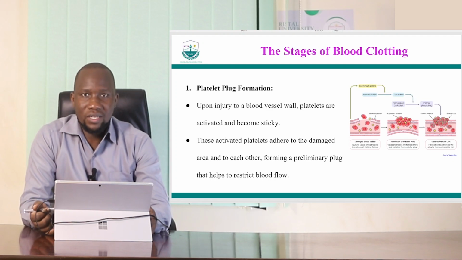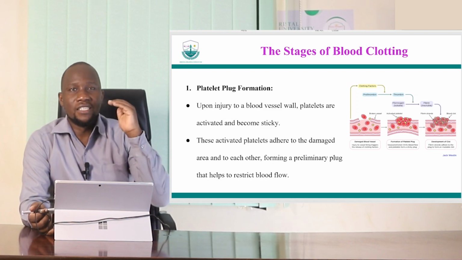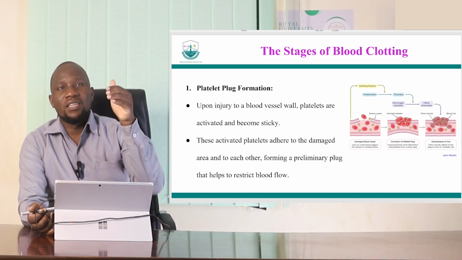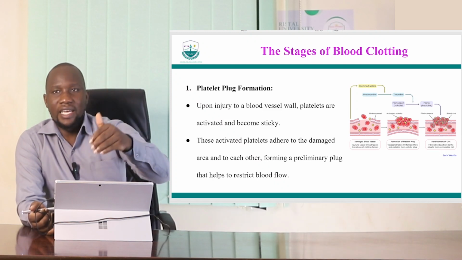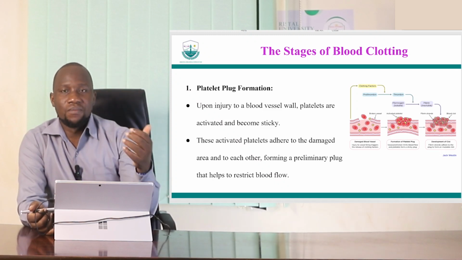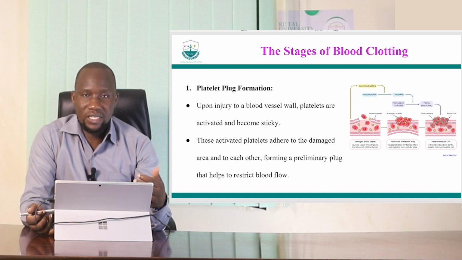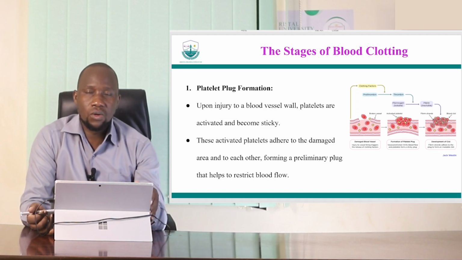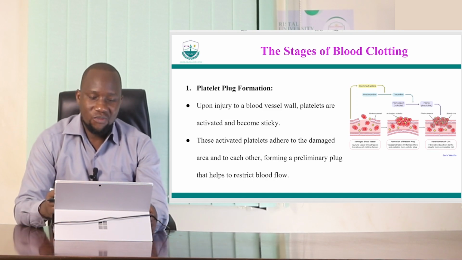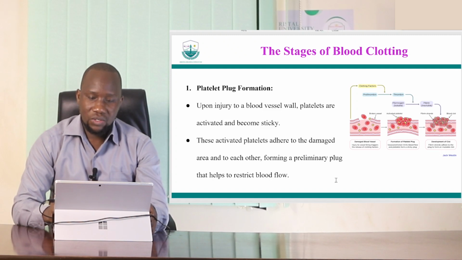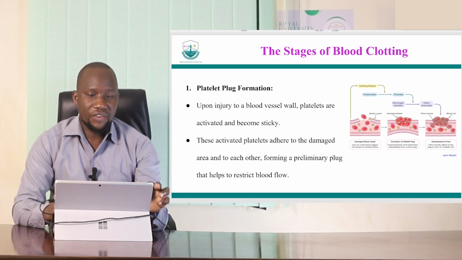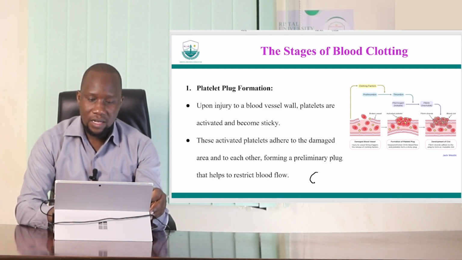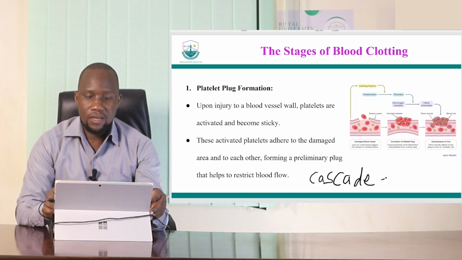So how does it happen? We used the word cascade earlier on. Cascade means that this leads to the other and then the other leads to the other, just like that, a sequence of events. And that's what we are saying, that the clotting process involves cascade reactions, one factor leading to the other. Cascade. This is what we mean.